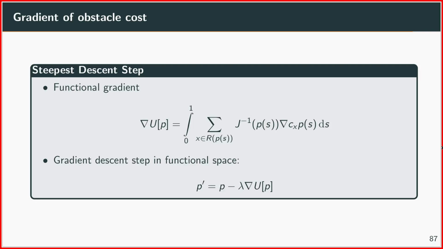Okay, and then you just plug this into our equation and you get a functional gradient which tells you into which direction you should move your whole path. And this can be used then again, as in the beginning, as a descent step in functional space.